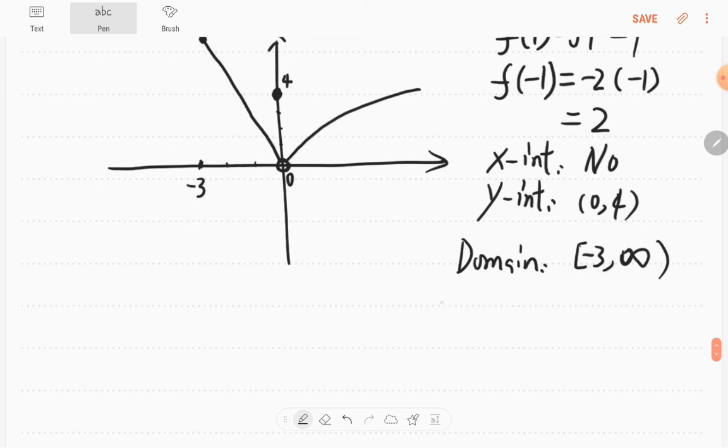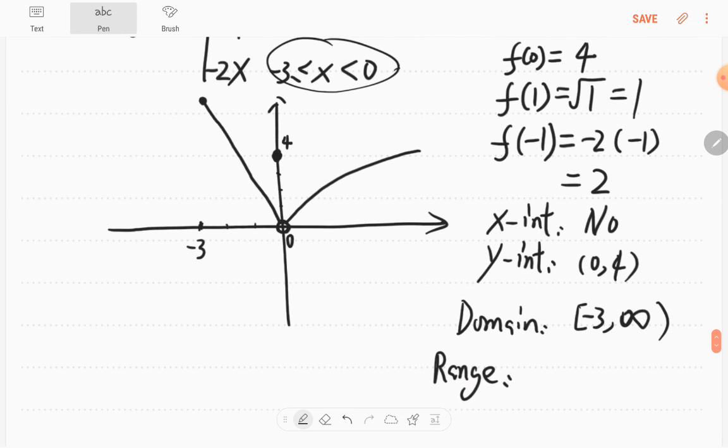And the domain and the range. For the range, we need to look at the graph. The range is the y values it can take. Can 0 be taken? No, this point does not exist. It's just greater than 0. Then for any other y value, there is a point corresponding to it.